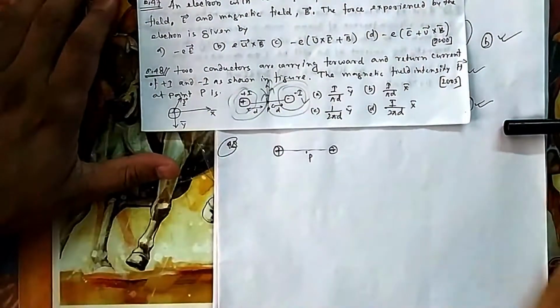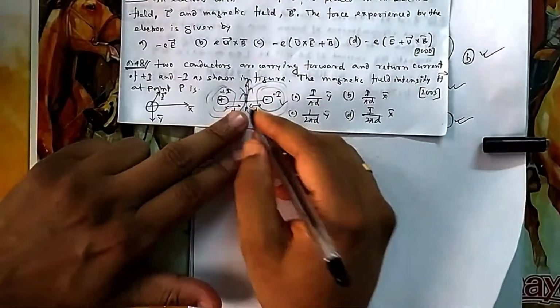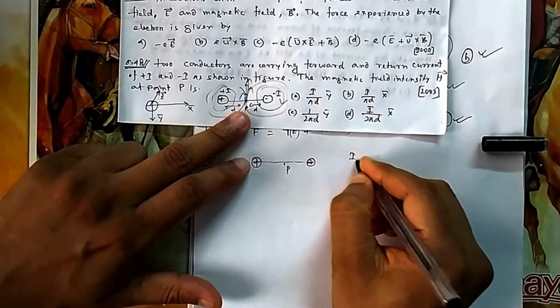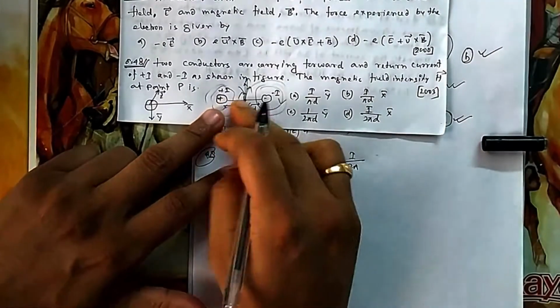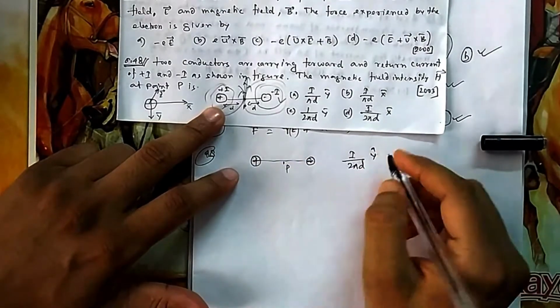Because you can consider this plus coming, this minus down, or this minus down, this plus coming. In whichever way, one can come and throw one, it will come, and throw one, it will return. So if I consider due to this one, due to this I, what is the formula? It is I by 2 pi into R. R is here D. And that vector is, suppose I am taking positive Y, this is Y.